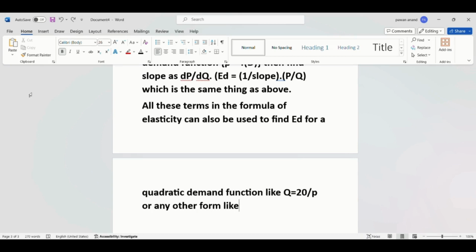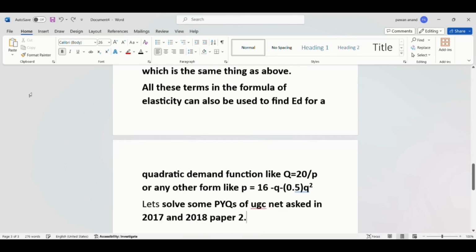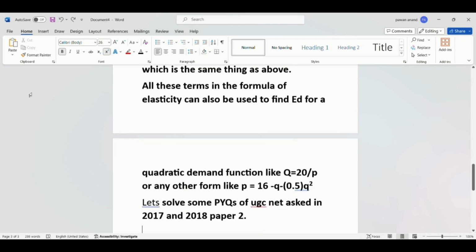Now what is a quadratic demand function? This can be in a form like Q is equal to 20 upon P, or any other form like P is equal to 16 minus Q minus 0.5 Q raised to the power 2. So let's solve some PYQs of UGC NET asked in either 2017 or 2018. I beg your pardon for this correction.